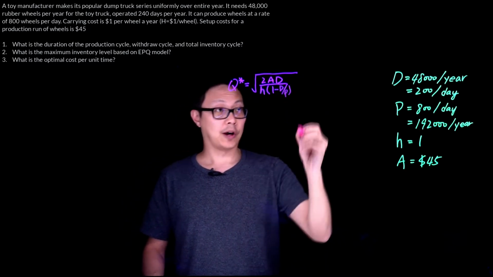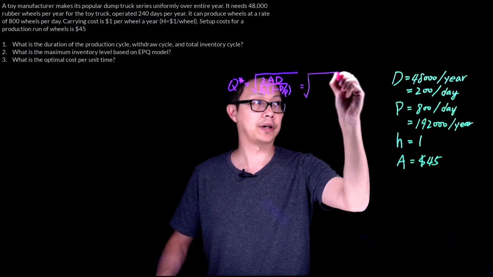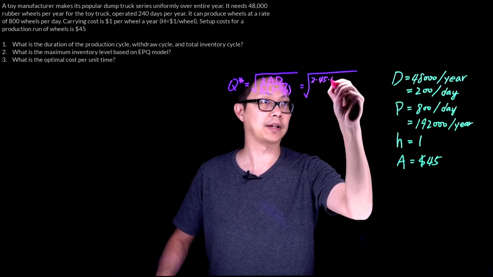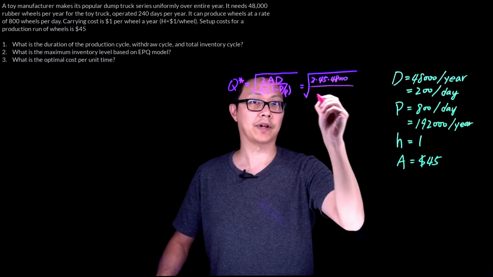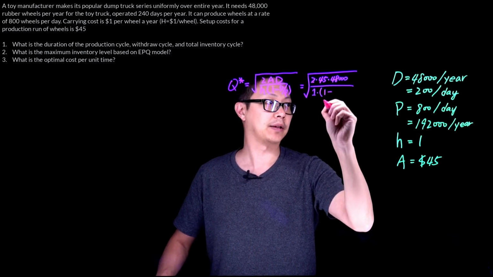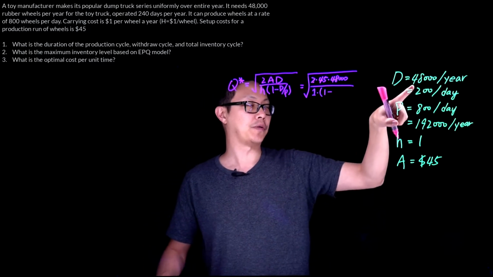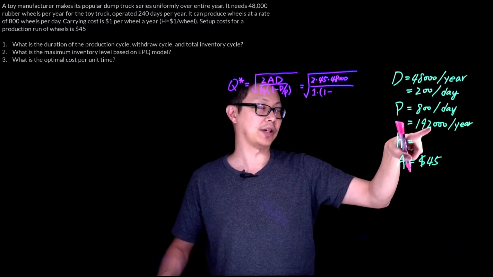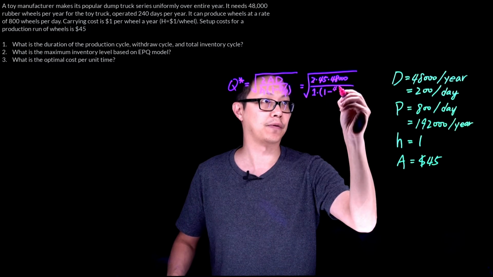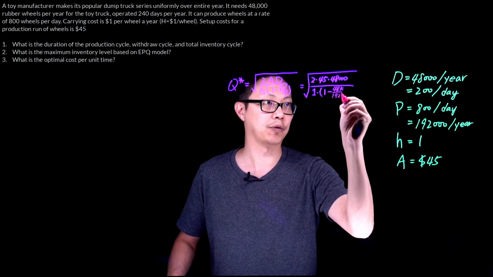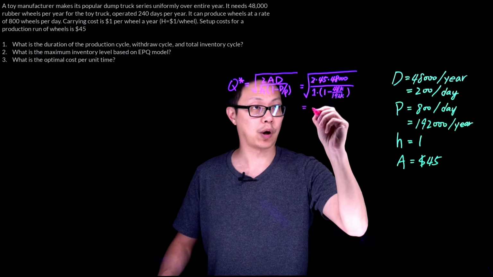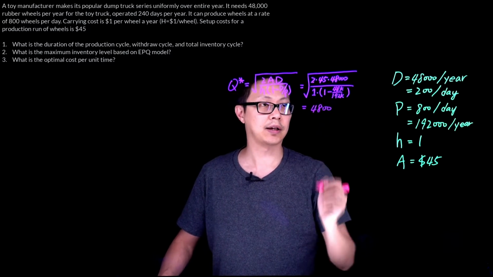Okay, so let's plug in all the numbers. 2 times 45 times 48,000, everything divided by H, which is 1, times 1 subtract by D divided by P. So you can use 48,000 divided by 192,000, or you can use 200 divided by 800. They will be identical. So let's just use 48K divided by 192K. Okay? And based on my calculations, I know the optimal order quantity will be 4,800 units.